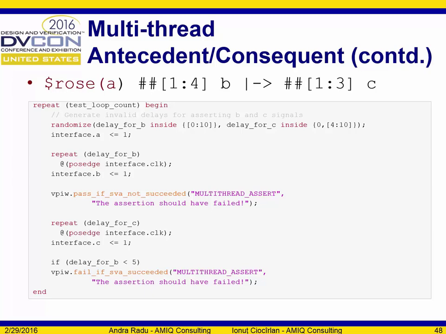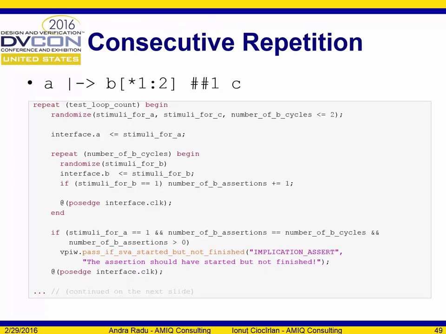Another common test pattern we've seen is the consecutive repetition pattern. This means that you could have the B signal asserted for 1 or 2 clock cycles, several clock cycles after the A signal, followed by the C signal.